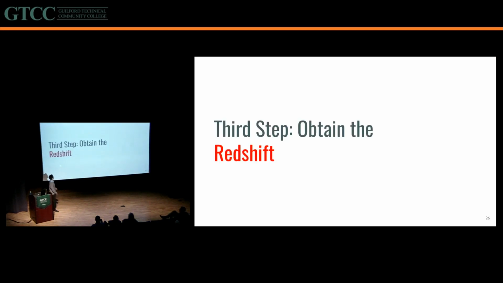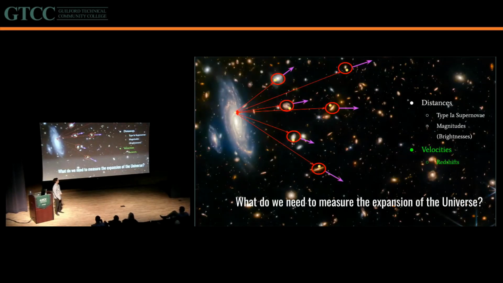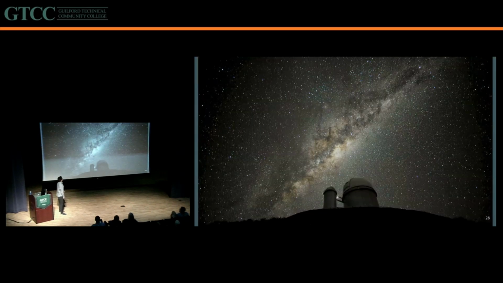Next up, third step, obtain the redshift. And I said, we need to get the velocity, right? We've got to get the redshift to be able to do this. We've got to get the velocity from the redshift. All right, so back to this picture here. You observe your distant galaxy. It's not actually to scale, but you have your light traveling across space and time and lands on your telescope.